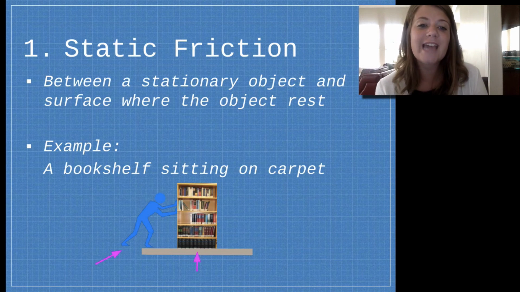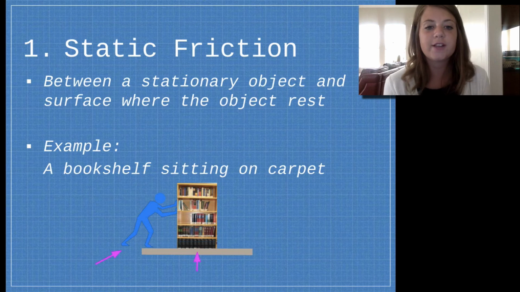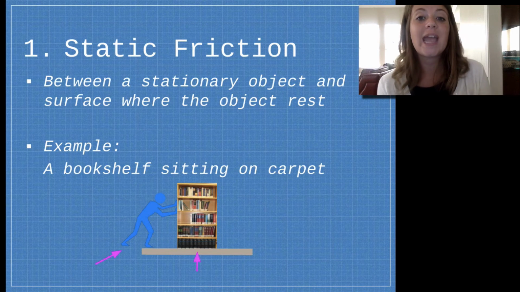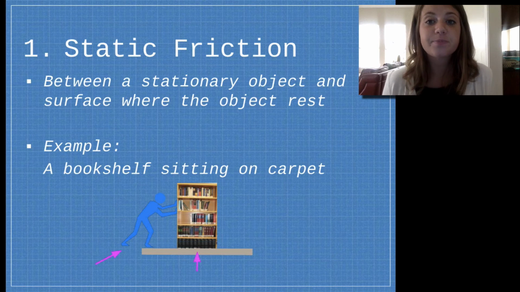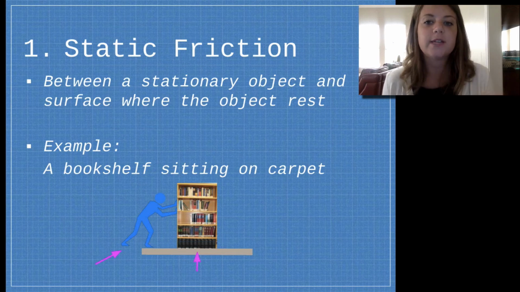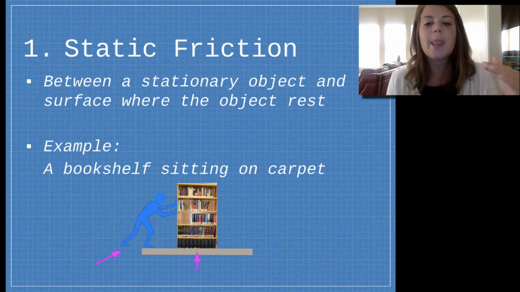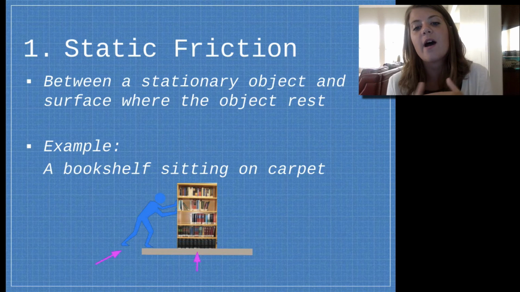First up, we've got static friction. So static friction occurs between stationary objects. Okay, stationary objects are going to be not moving, right? That's why they're stationary. And so it's going to occur between that stationary object and the surface where that object rests.